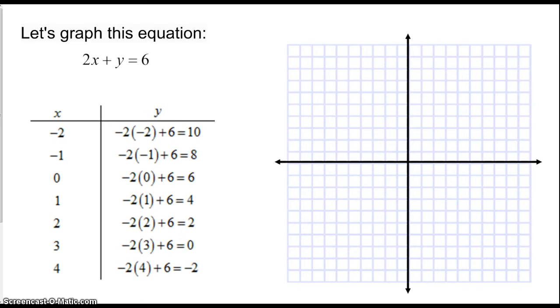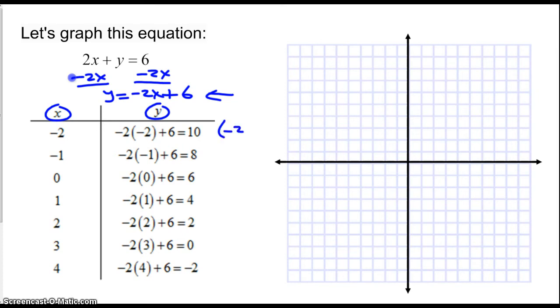Well, this is a little bit inconvenient to graph using the t-chart method unless I solve this equation for y. So let's do that first. Let's go ahead and subtract 2x from both sides, so that I get y equals negative 2x plus 6. And then I can plug various x values into the equation and find the matching y values. So that's what I've done here, right? I've plugged in negative 2 into the equation, and out comes a 10, and so that means that negative 2 for x and 10 for y is one of the points that's on this equation.